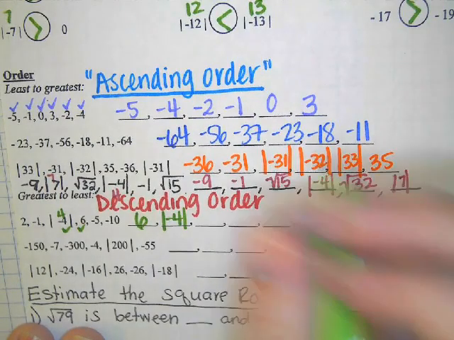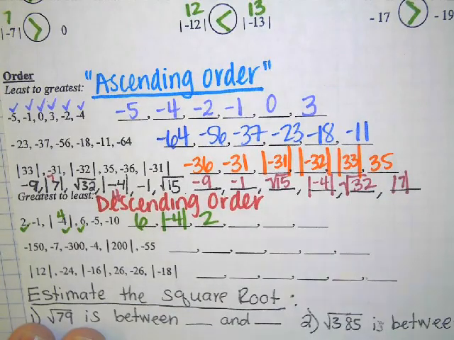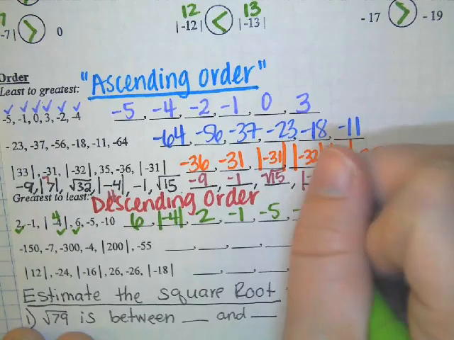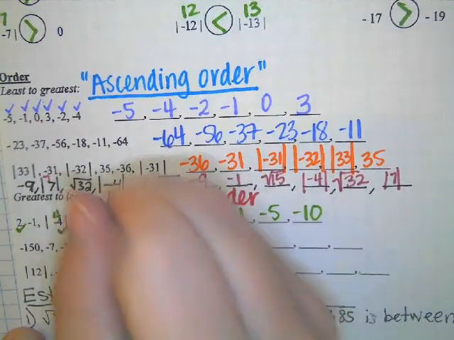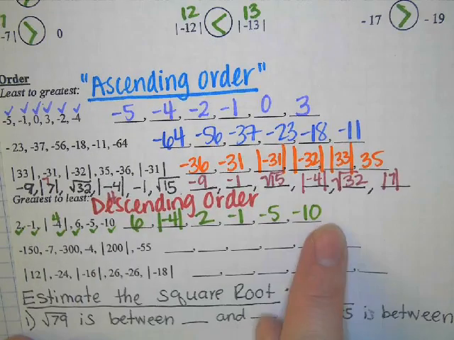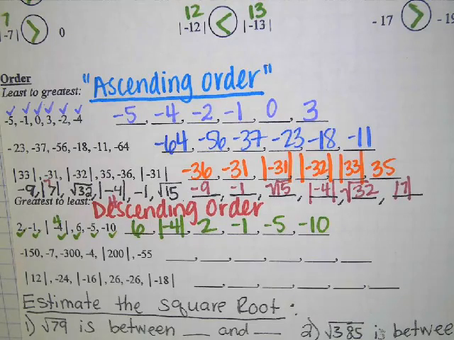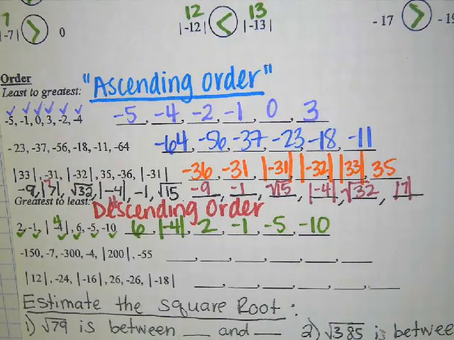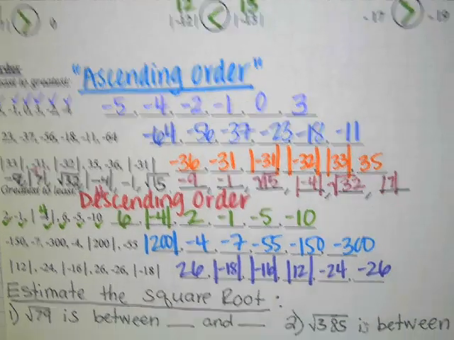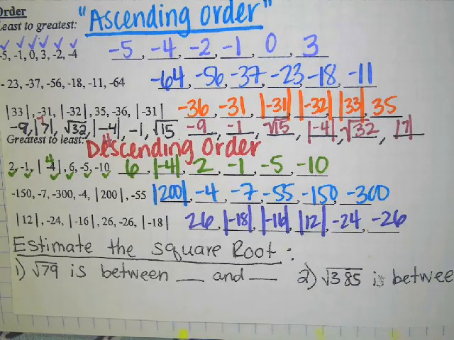Next, we will have 2. We're getting into the negatives, so it'll be negative 1, followed by negative 5, followed by negative 10. Looking at it, I've used all my numbers, and they are in descending order. Go ahead at this time and finish the other two descending order questions. Now you're going to check your answers for the descending order questions. Next, we want to estimate the square root.